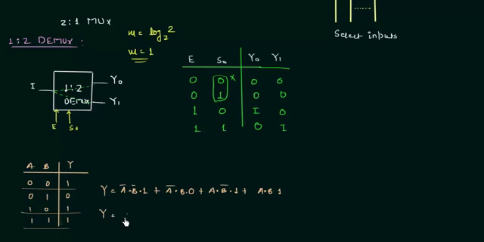We can simplify this further. For the first term, we have A complement and B complement because we already know x and 1 is equal to x. For the second term, we will have 0 because x and 0 is equal to 0. And for the last two terms, we have A and B complement, or A and B. And finally, we will have A complement B complement, or A B complement, or AB. So this is what we have.